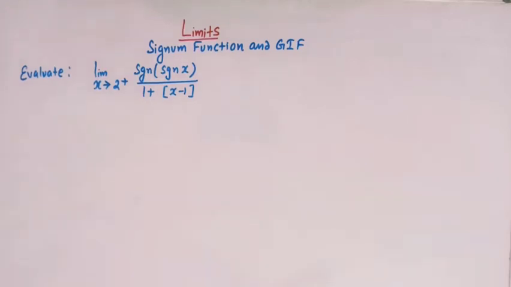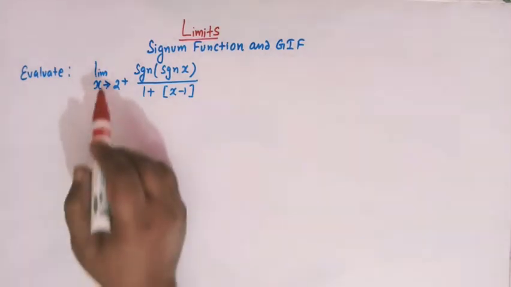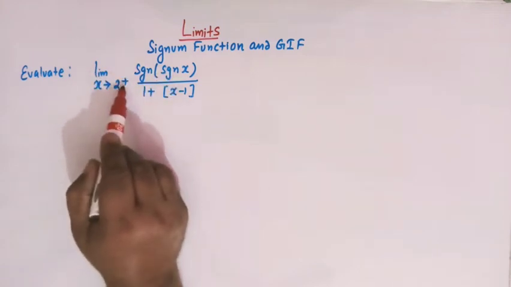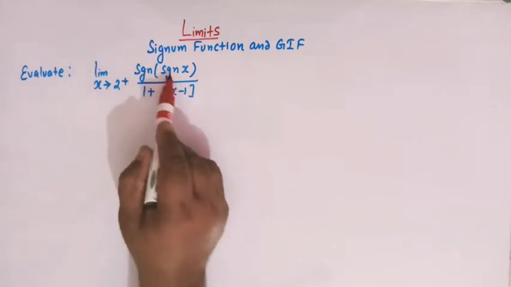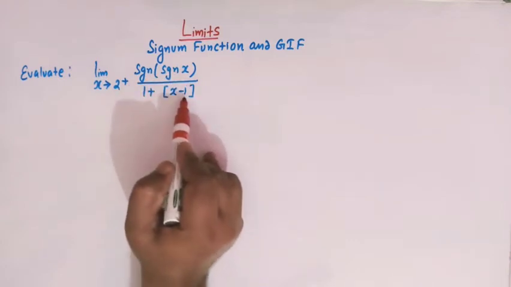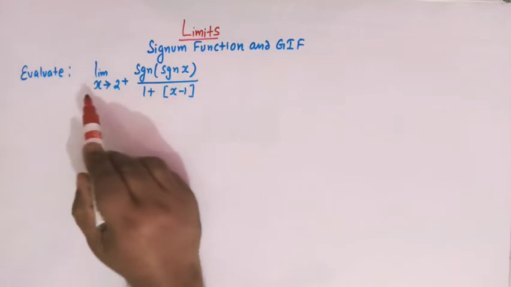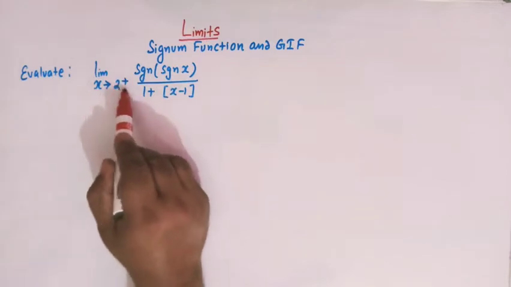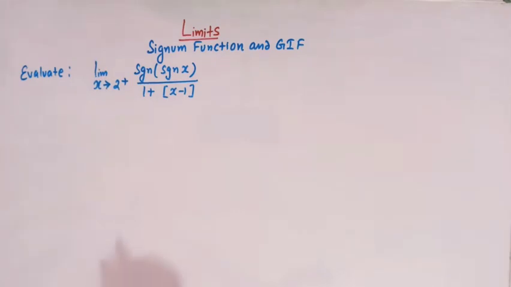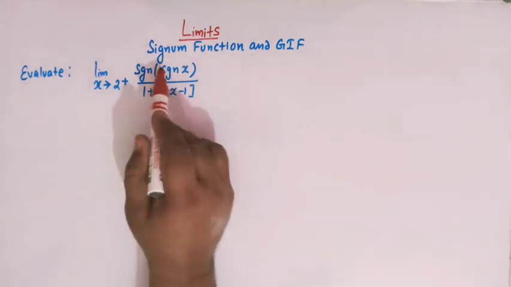Hello viewers, in today's class we are going to discuss one important and conceptual problem from limits. Here we have to find the value of this limit: limit x tends to 2 plus, signum of x divided by 1 plus greatest integer of x minus 1. The positive sign shows that we have to find the right hand limit of this function.